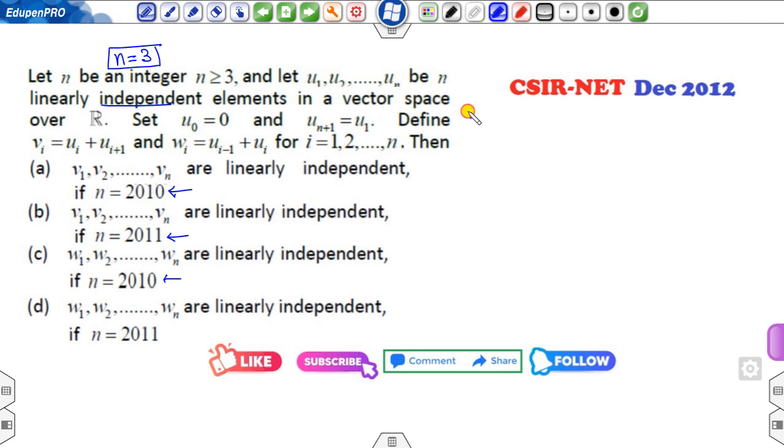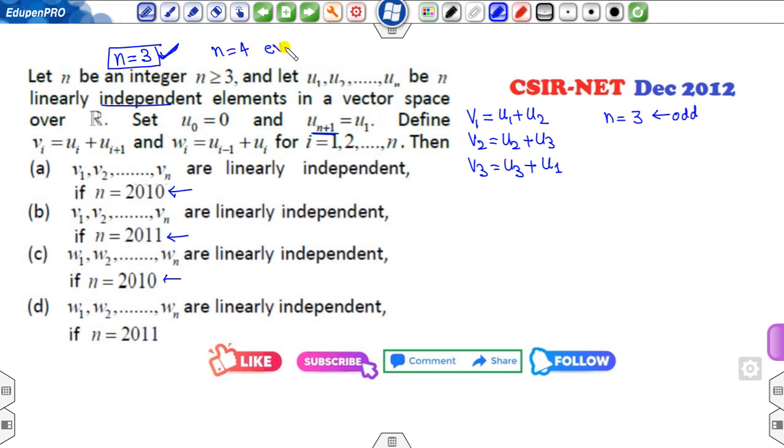I will tell you. First, you can find the value of v1. v1 will be u1 plus u2, v2 will be u2 plus u3, v3 will be u3 plus u4. What is u4? Because I have taken n as 3, it is u1. I have taken n as 3, which is an odd number. Or if you choose n as 4, that is an even number, and that's the same thing they are talking about: this is an even number, this is an odd number.